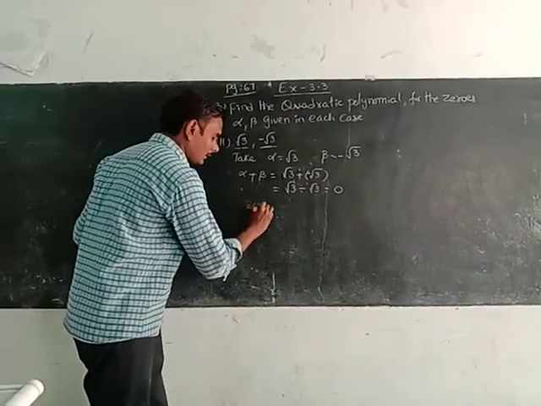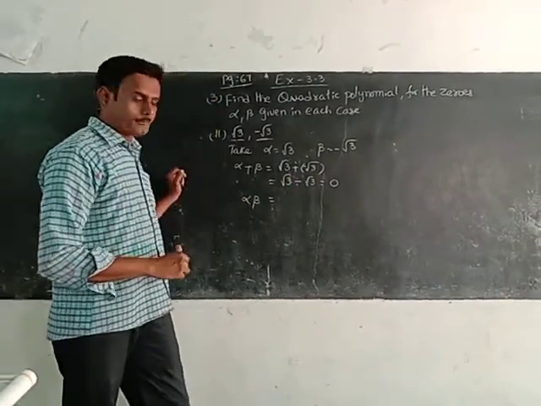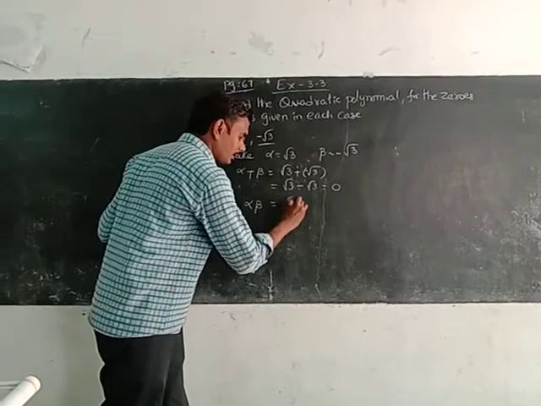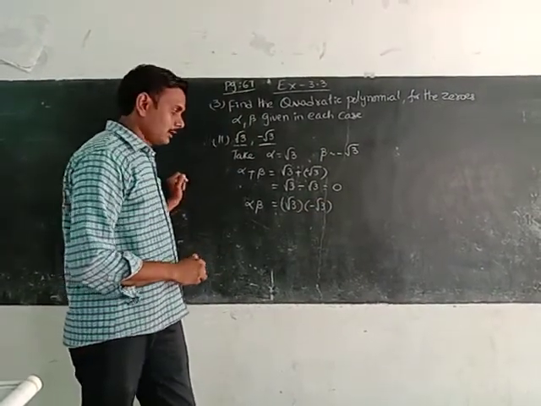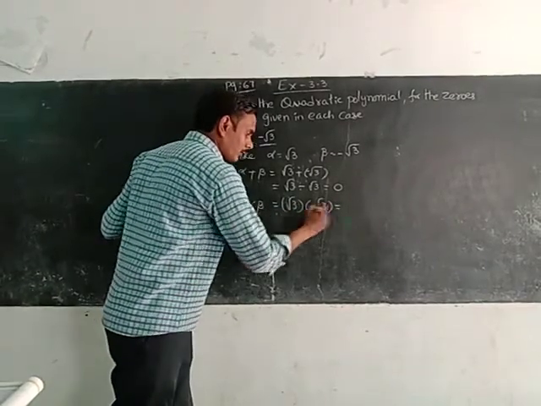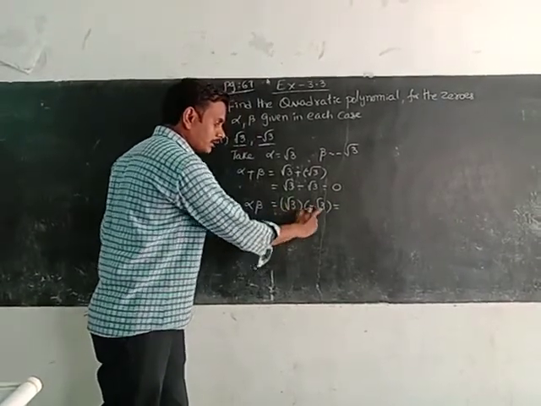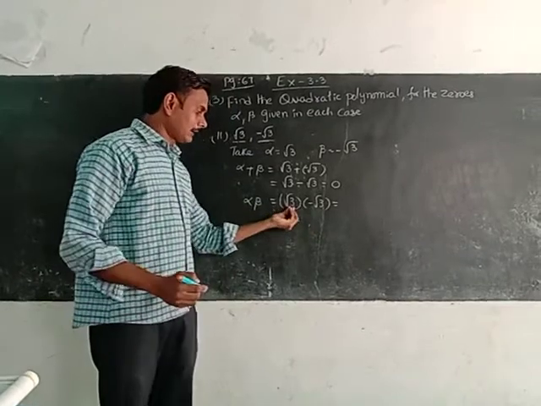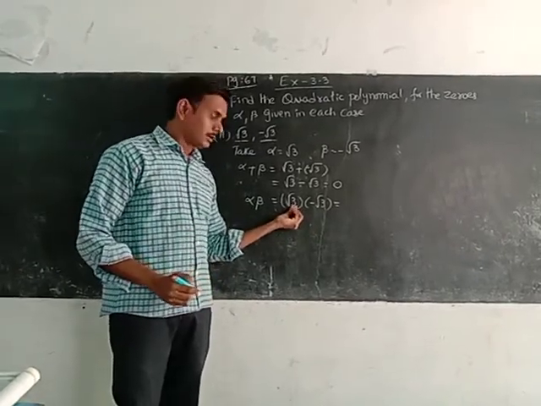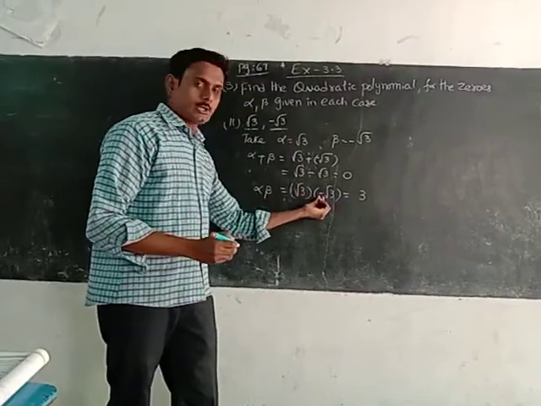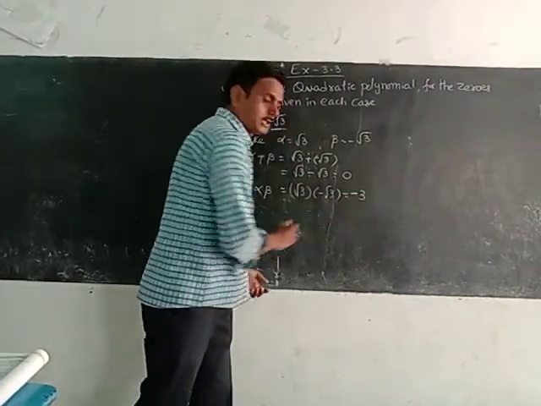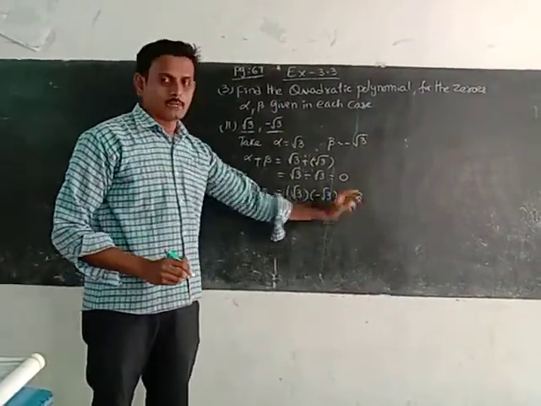Now we have to take the product of zeros, alpha beta. Alpha beta means root 3 into minus root 3. Now multiply these roots having the same radical, the same number under the root. Root 3 into root 3 means 3 only. Here plus is there, here minus is there, plus into minus is minus 3. Alpha beta equals minus 3.